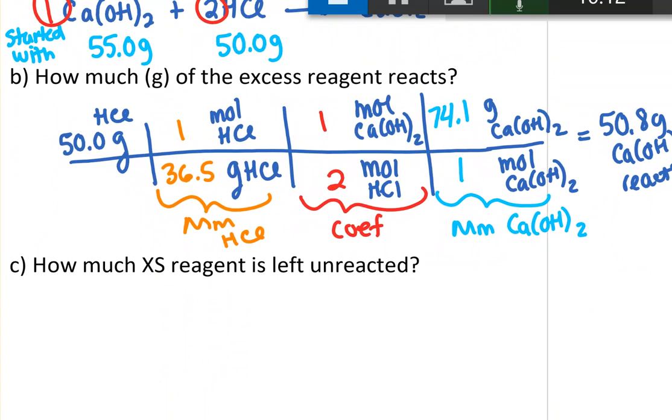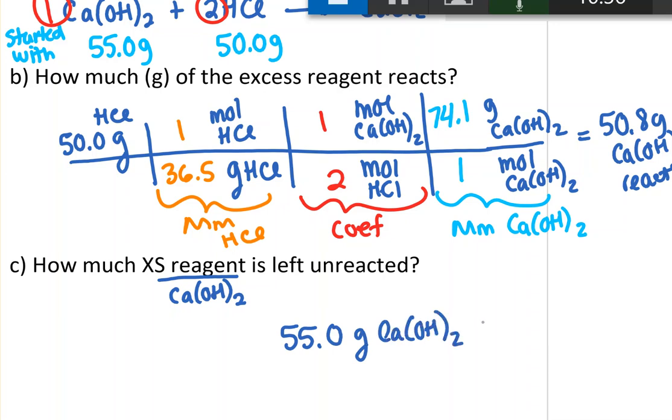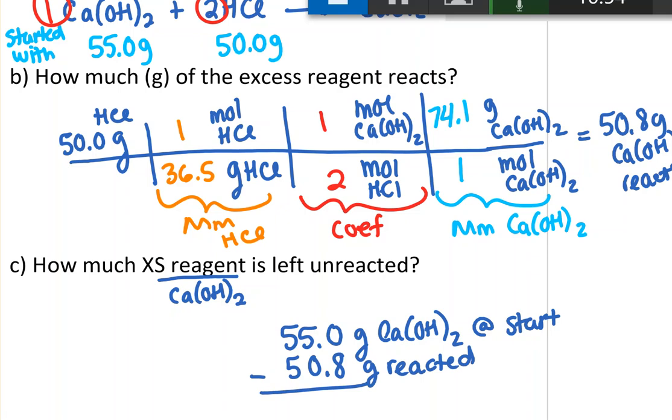One last question. How much of the excess reagent was left unreacted? And so the excess reagent is the calcium hydroxide. How much of it is left unreacted? Well, at the beginning, we started with 55 grams. That was given. Before it reacted. And then we just calculated how much would react. And so we can subtract and get the amount that's left unreacted.